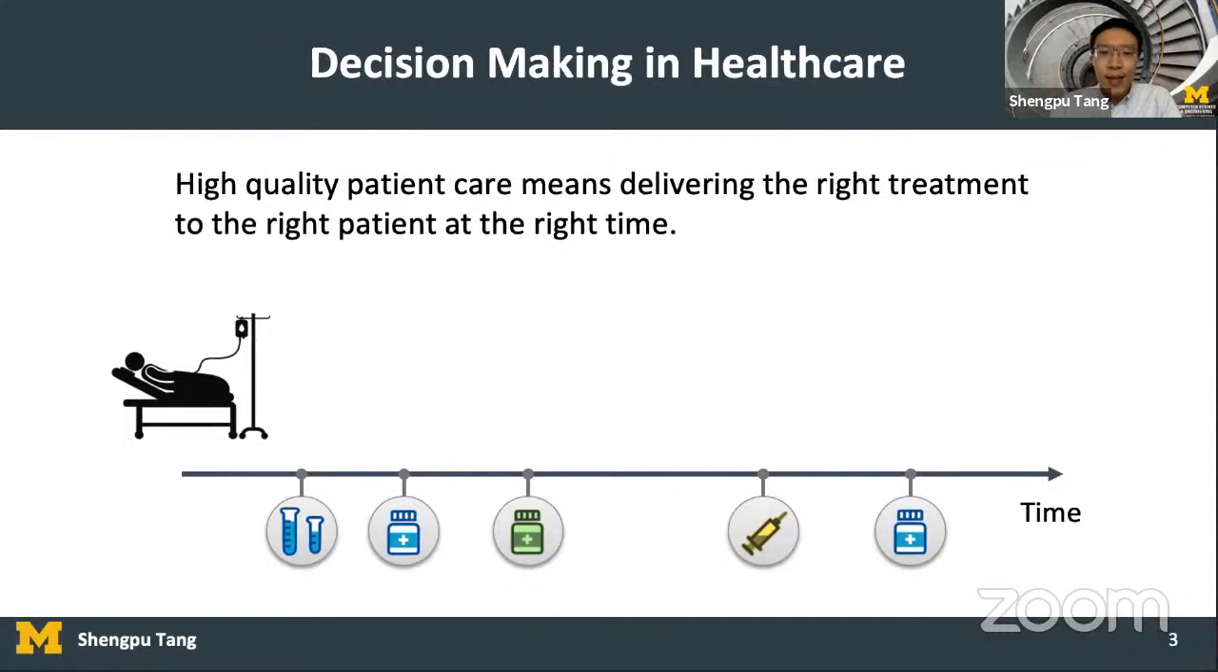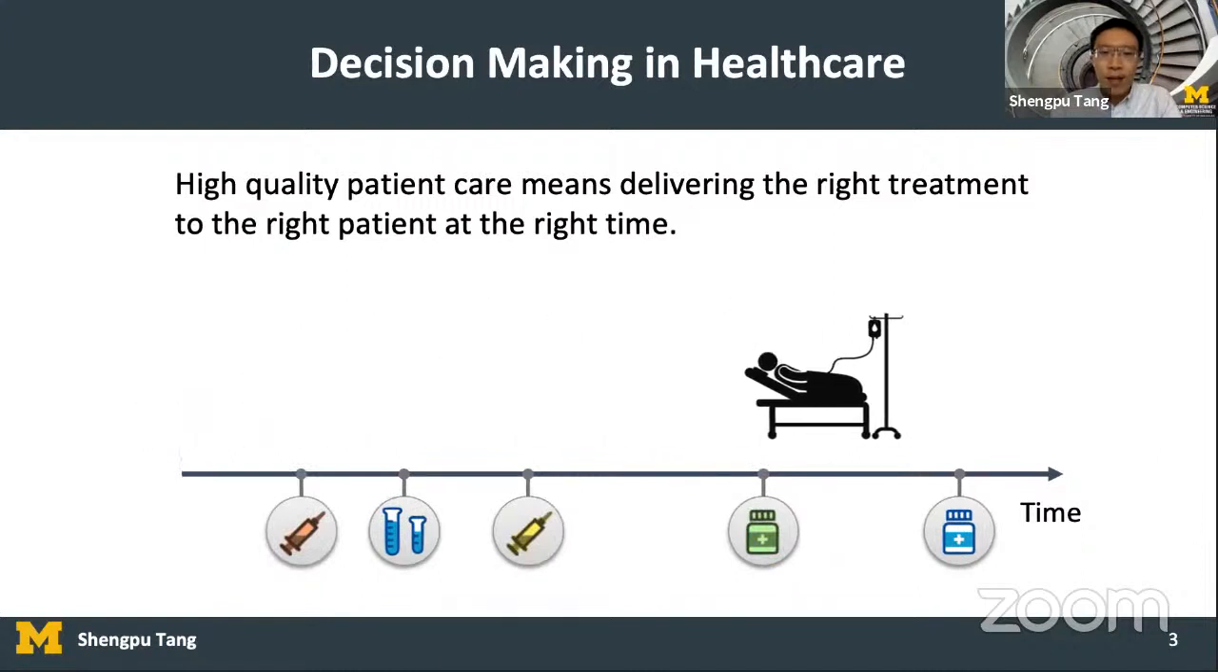Beyond diagnosis, high-quality patient care means delivering the right treatment to the right patient at the right time. In addition to knowing who's unlikely to survive, we can use machine learning to help clinicians select the best sequence of treatments in order to improve patient outcome, like survival.